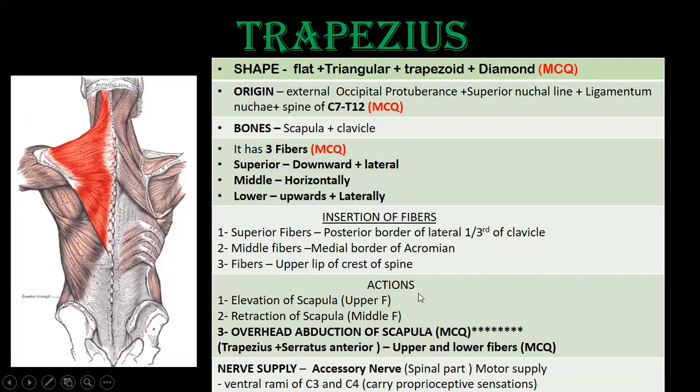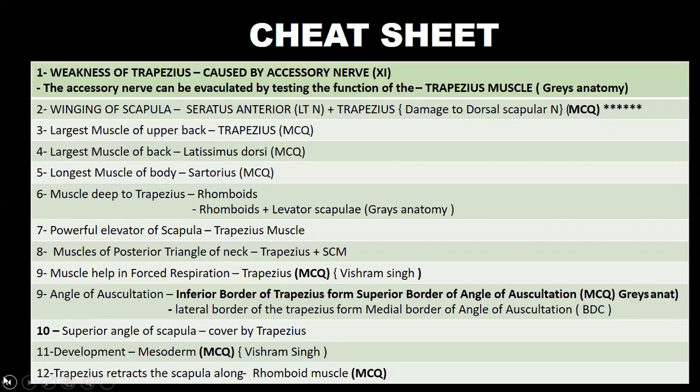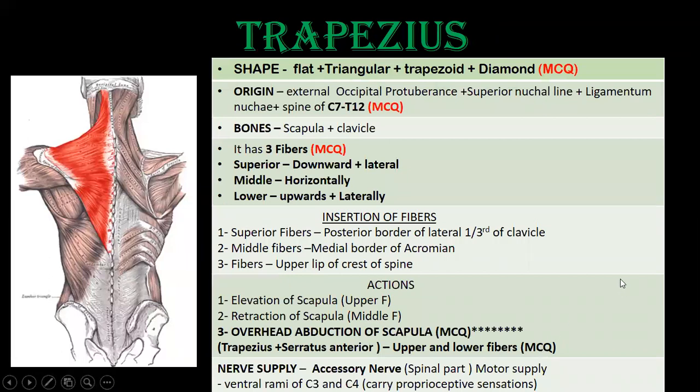But when we talk about it deeply, in an examination, if they mention the two muscles, trapezius and serratus anterior, then we mark both the trapezius and serratus anterior option, because trapezius also causes overhead abduction. What is overhead abduction? When we have to abduct our scapula above 90 degrees. This comes in MCQs very frequently. So do not forget, and the fibers associated are the upper and the lower.